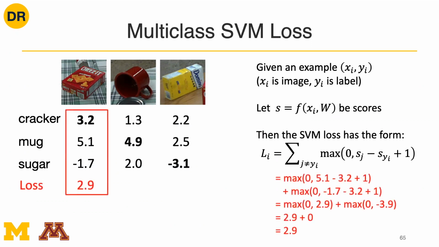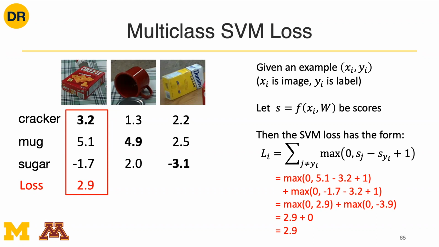Now, if you look at the first one, for the first image, let's say these are the values that you get. If you want to plug that into this particular equation, we are looking at only the cracker here, right? So in the summation, we are looking at only these 2 values. We are not going to do this because that's the ground truth we are expecting. So you have 2 elements in the summation.